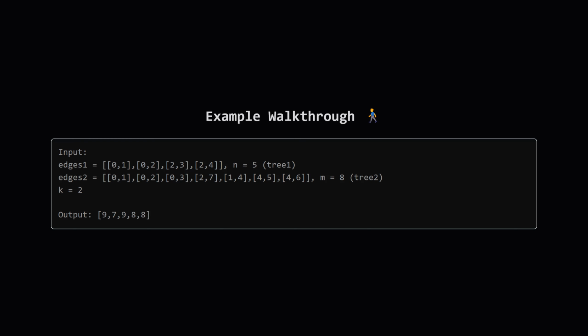Let's walk through the example. We have two trees, and k is 2. This value means a node is a target if it's at most 2 hops away. The output, 9, 7, 9, 8, 8, means if we consider node 0 from the first tree as our connection point, the max targets it can have is 9. If we consider node 1 from the first tree, the max is 7, and so on. How do we get these numbers? That's what we need to figure out.